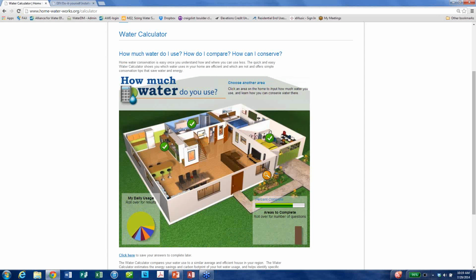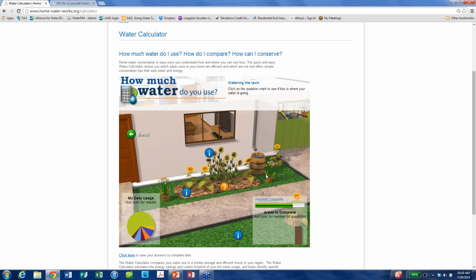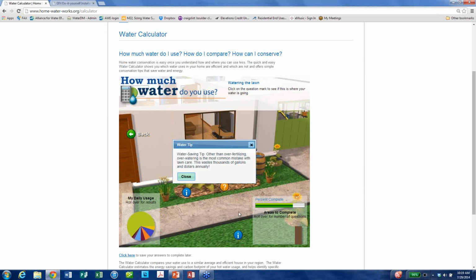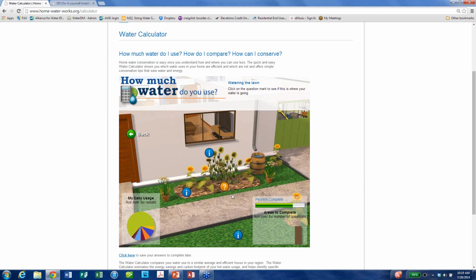So we've finished now with the indoors, and now we can go to the final set of questions which relate to the garden. So that jumps us here to the outdoor. There's a series of 3 different tips that you can get. Let's just check out one of the tips here. This tip says that other than over-fertilizing, over-watering is the most common mistake in lawn care. This wastes thousands of gallons and dollars annually. So that's another useful tip you can get.